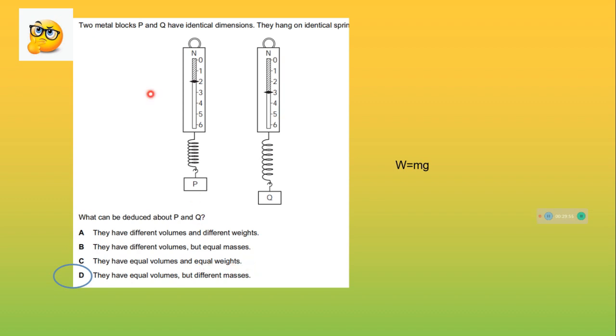Weights are different because extensions are different. Since K value is the same, extension is different. They have equal volumes but different masses. Yes, this is the right one. They have equal volumes and their weights are different. Since g is the same, it is the mass which is responsible for the different weight.